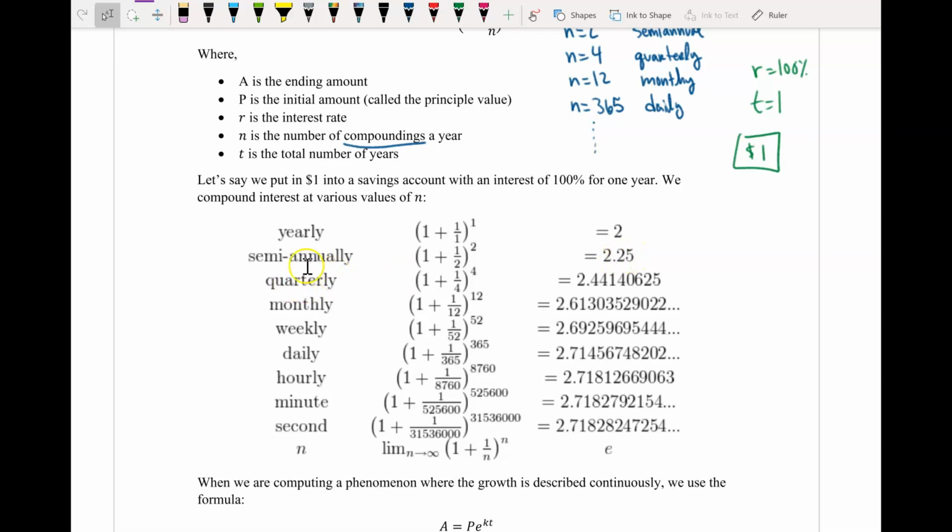Okay. What about if I add interest 4 times? So now you're going to have $2.44. And you keep doing this over and over again. And then you do it every day, every hour, every minute, every second. You just keep doing it over and over again. And what happens is that you don't get an infinite amount of money.